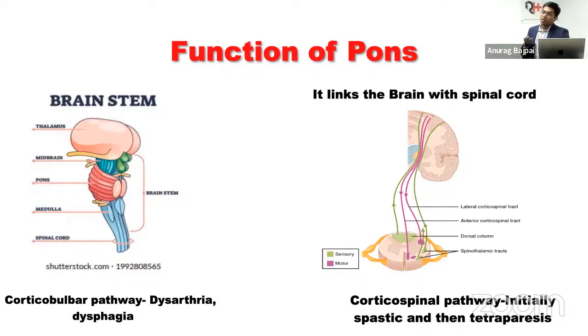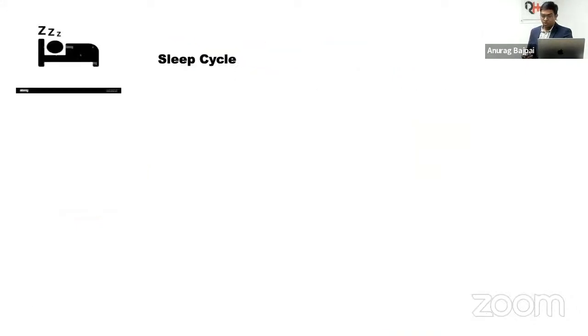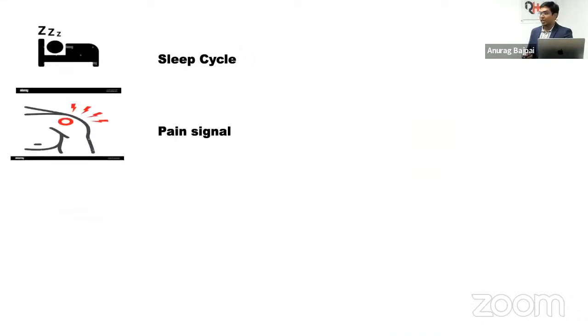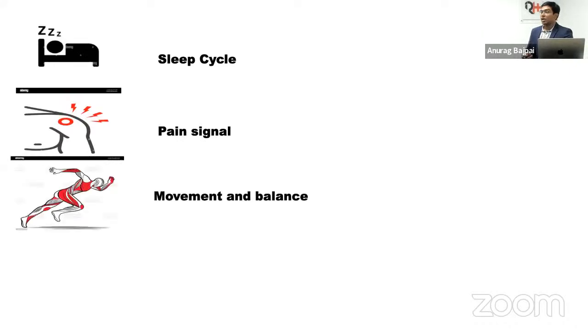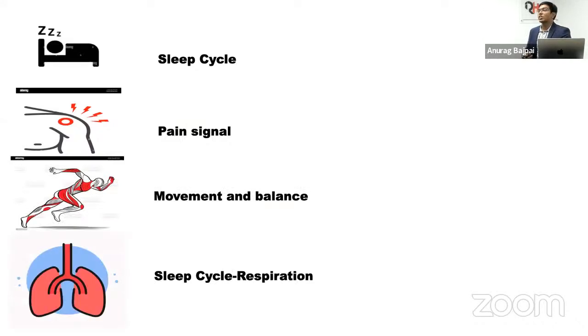So firstly, in osmotic demyelination syndrome, the corticobulbar pathway is involved, and if we don't treat, then there will be involvement of the corticospinal pathway. So what are the main functions of the pons? It regulates our sleep cycle. It regulates our pain signal. It regulates our movement and balance. And fourth, it regulates our respiration.